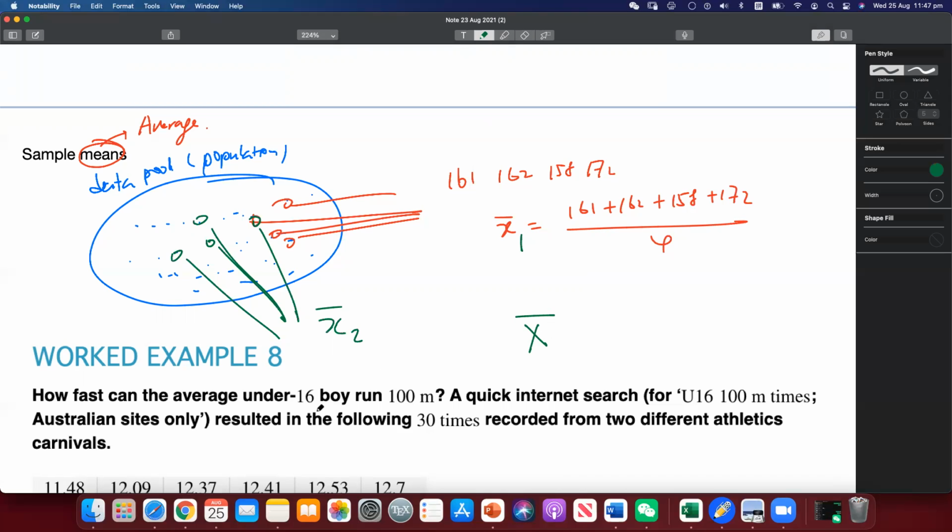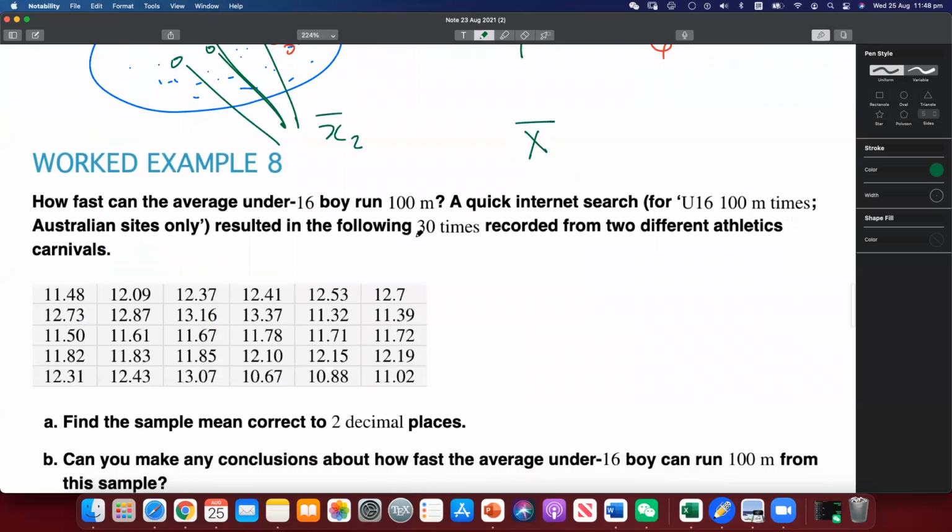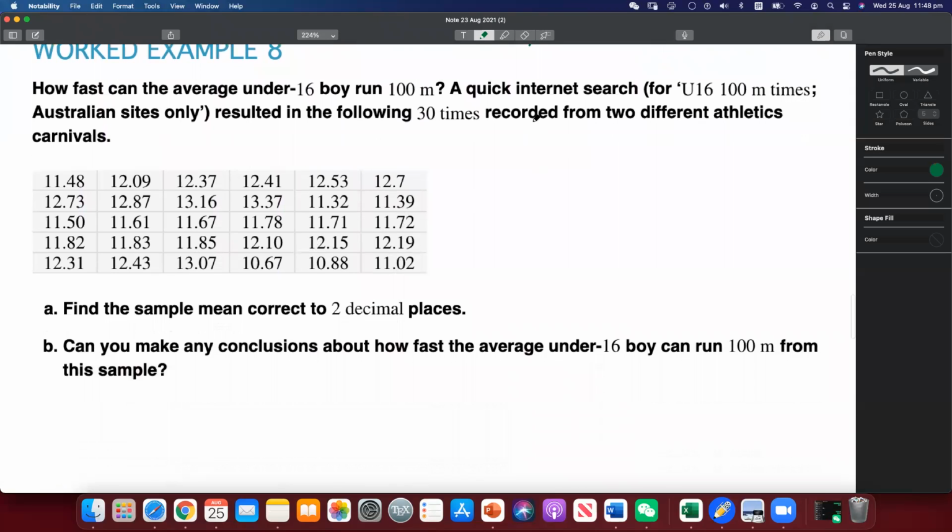Okay, let's have a look at the application of sample mean. How fast can an average under 16 boy run 100 meters? A quick internet search, so that's the data they have found. So 30 numbers here, recorded from 2 different athletics carnivals. Find the sample mean correct to 2 decimal places. So that's the sample we found.